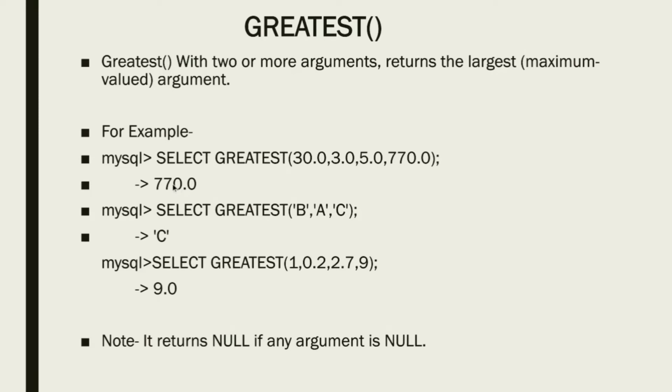In the second example, SELECT GREATEST('B', 'A', 'C'). Here the greatest value is C, that's why it returns C. It returns NULL if any argument is NULL. So let's check it in the terminal.